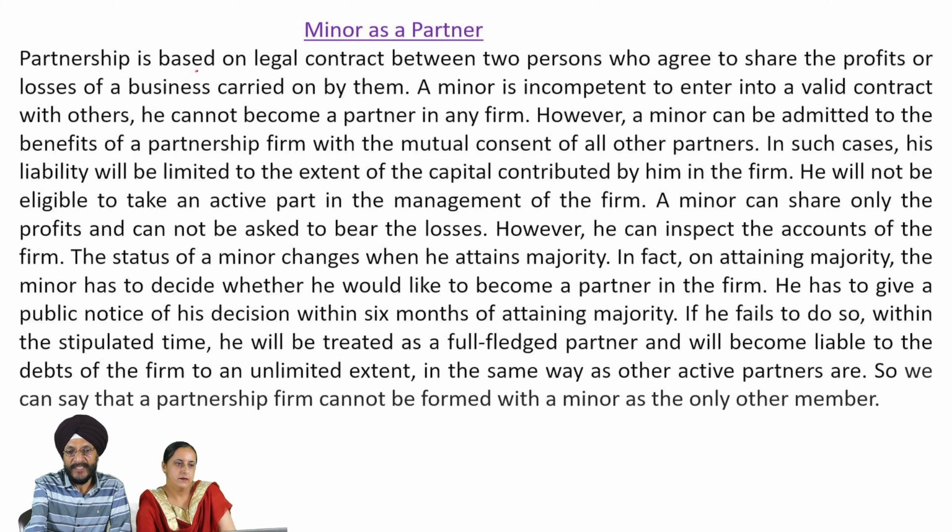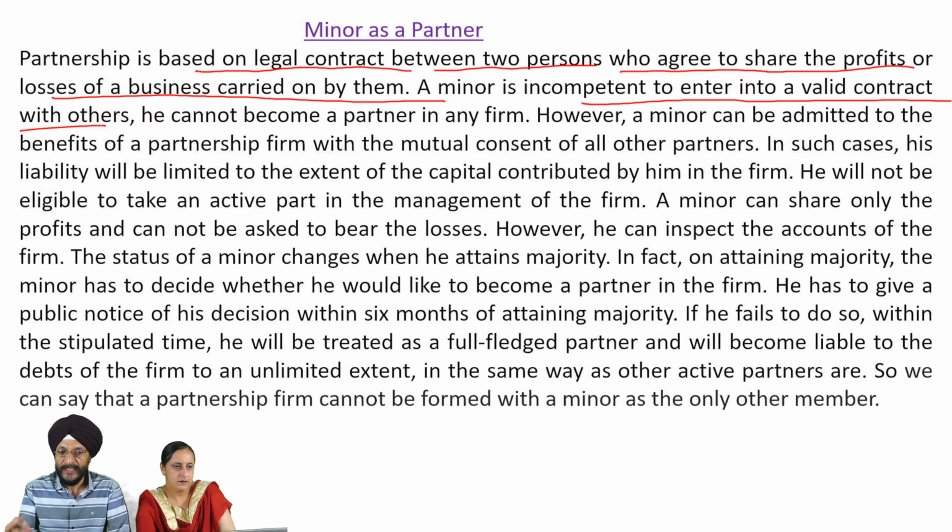Now we will understand whether a minor can be a partner in a firm. Partnership is based on a legal contract between two persons who agree to share the profits or losses of the business carried on by them. A minor is incompetent to enter into a valid contract with others because he has not attained the age of maturity. So he cannot become a partner in any firm.